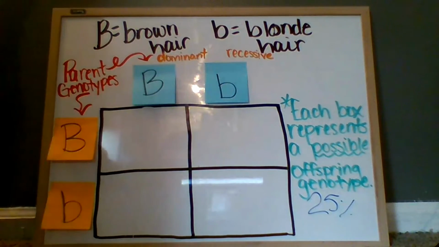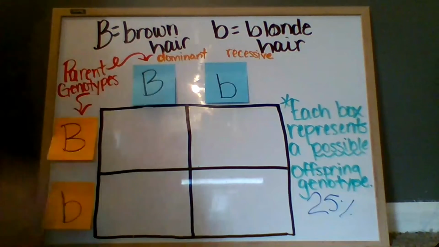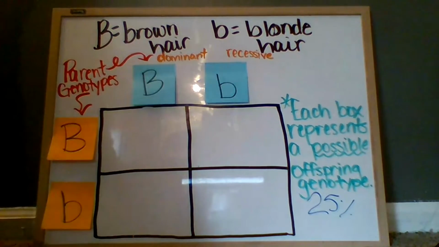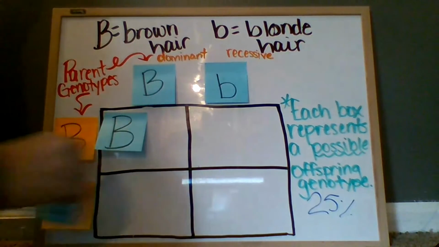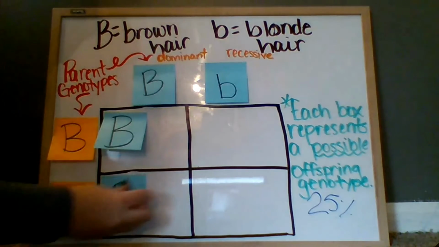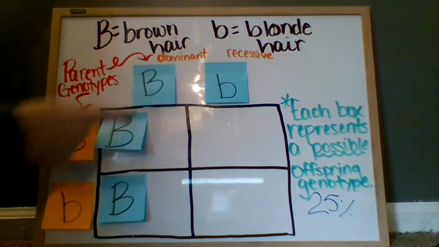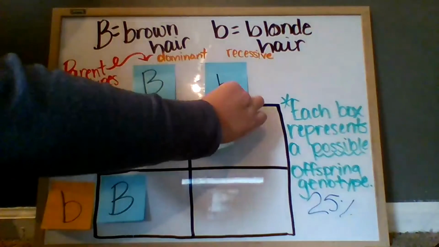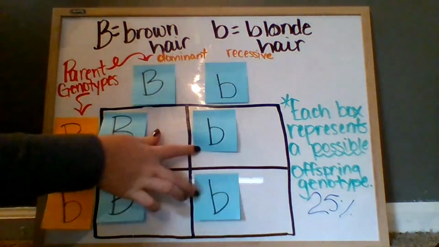So now we have to fill in our boxes. And I'm going to start by bringing down the male parent's alleles. So here, this capital letter B for brown hair needs to be brought down twice to the boxes below it. One here, and one here. Okay, so each letter that is above a box needs to be brought down to the box below it. Same thing with a lowercase b. I'm going to bring it down to this box, and then bring it down to this box as well.